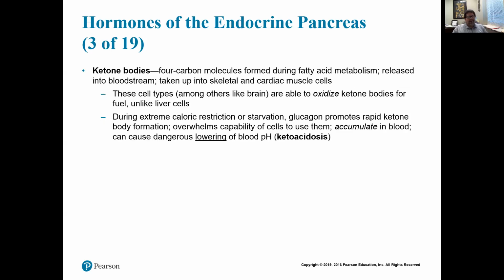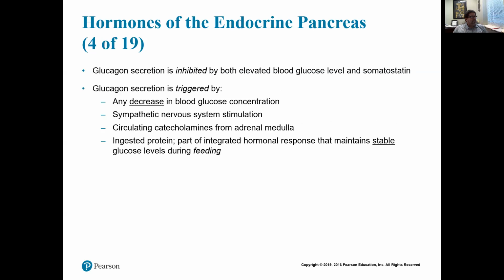If you've ever been on a fat-free diet, you end up breaking down fats, and ketone bodies are a molecule made as you burn fat. It's in your urine, so you can actually tell if you're in ketosis by burning that fat. Look at that: during extreme calorie restriction or starvation, glucagon promotes rapid ketone body formation beyond the capacity of cells to use them. Accumulation in the blood can cause dangerously low pH levels. Wow. Okay.